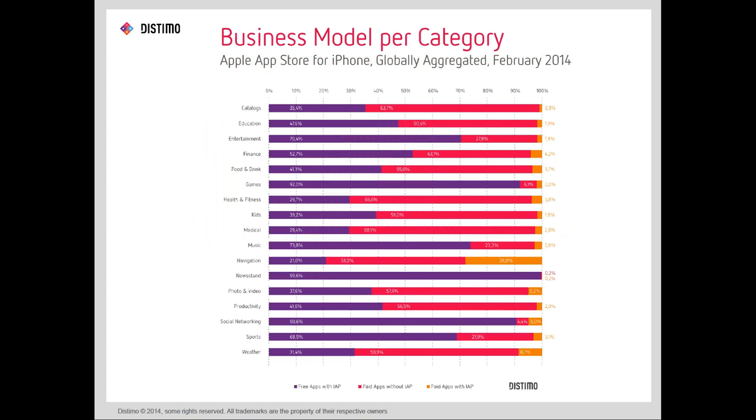Going back a little bit to the revenue trends. It might be a little bit small to see, but this is a graph that is accessible in the report that you can download on our website. But what did you want to highlight here? Mainly that the freemium business model is again taking the greatest share of revenue per category for iPhone.